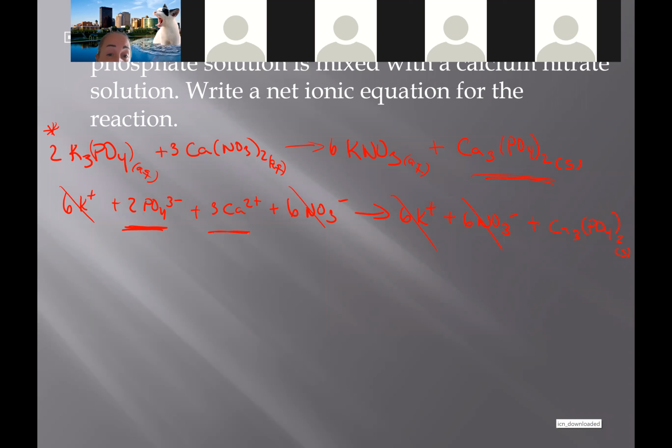2PO4 3 minus and 3Ca2 plus goes to calcium phosphate. There's 3 calciums on the left, 3 calciums on the right, 2 phosphates on the right, 2 phosphates on the left. Everything is still balanced. So that's why the whole balancing matters, and bringing the coefficients down matters, because if not, it won't cancel. That is literally how you do a precipitation reaction.